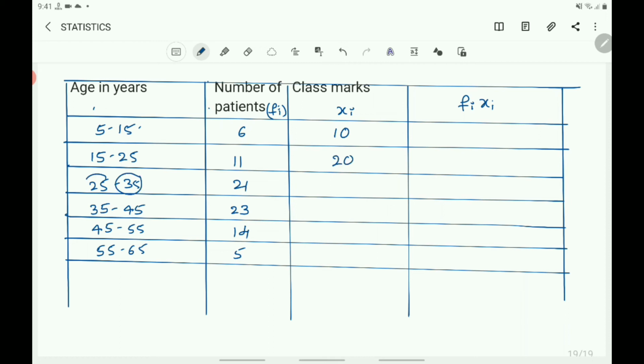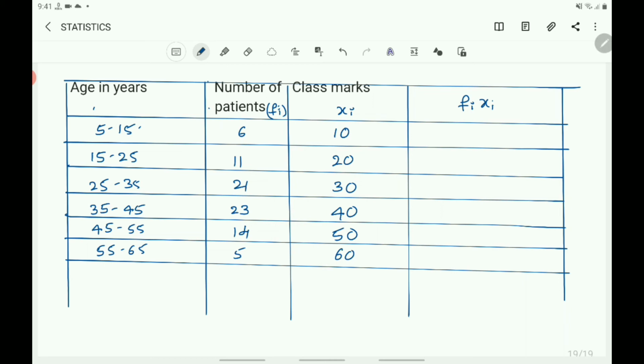And 35 plus 25 is 60. 60 divided by 2 is 30. Then 45 plus 35 is 80. 80 divided by 2 is 40. Then 55 plus 45 is 100. 100 divided by 2 is 50. Then 65 plus 55, that is 120. 120 divided by 2 is 60. Here you got by using the formula upper limit plus lower limit divided by 2.